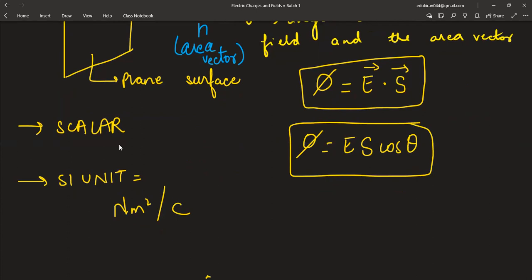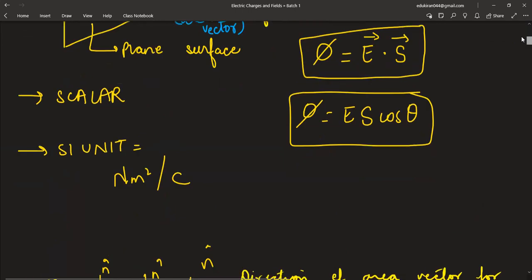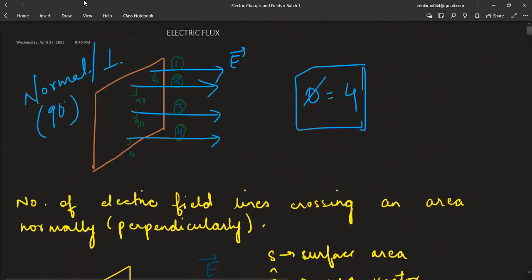Flux is a scalar quantity, so no need to worry about vector laws. The SI unit is Newton meter square per Coulomb. Write it down till here, then I'll discuss.